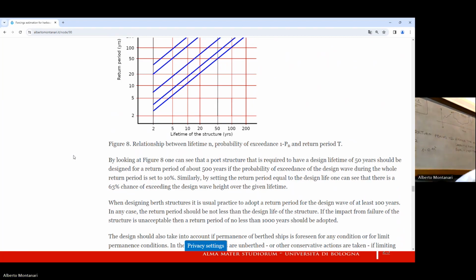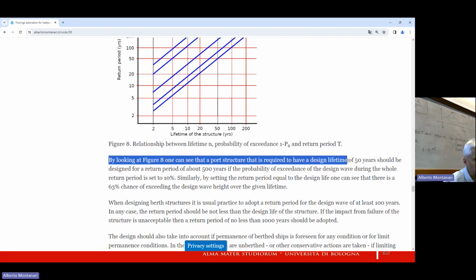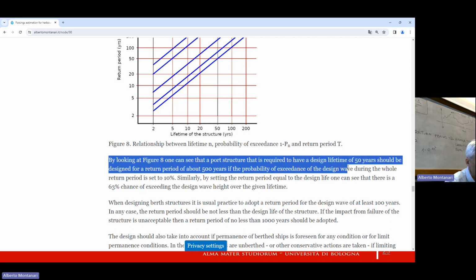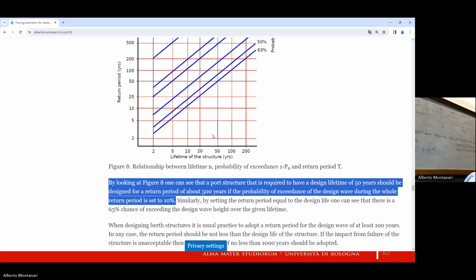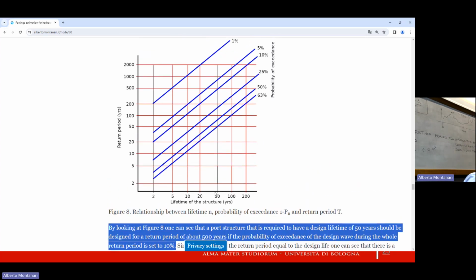And this is written here. By looking at figure 8, one can see that a port structure that is required to have a design lifetime of 50 years should be designed for a return period of about 500 years if the probability of exceedance of the design wave during the whole lifetime is set to 10%. So if I want to limit the chance during the lifetime to 10% of getting a given design wave, then for a lifetime of 50 years, I go up to 10%, it's here. The return period should be 500.